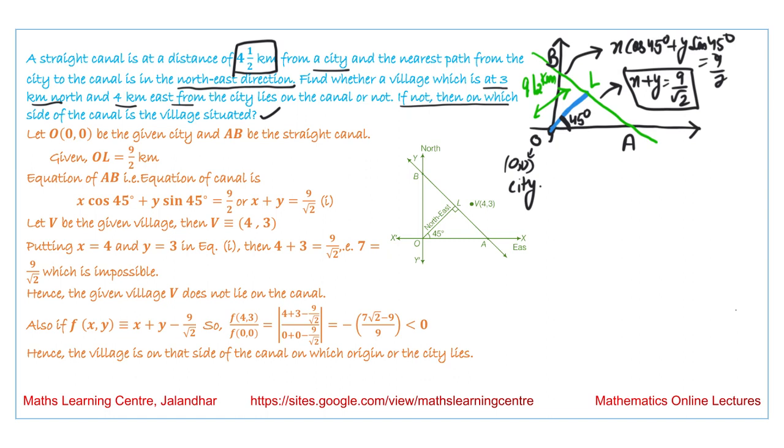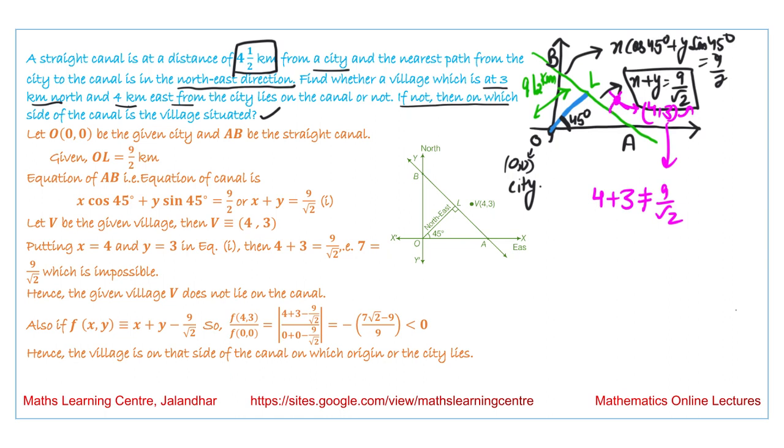Now we are talking about the village, which is 4 km north and 3 km east from the city. Suppose the point is over here. This is the point 4 comma 3. We have to check whether this lies on this canal or not. So we substitute this value over here and we obtain 4 plus 3 is not equal to 9 by root 2. So clearly this village does not lie on the canal.